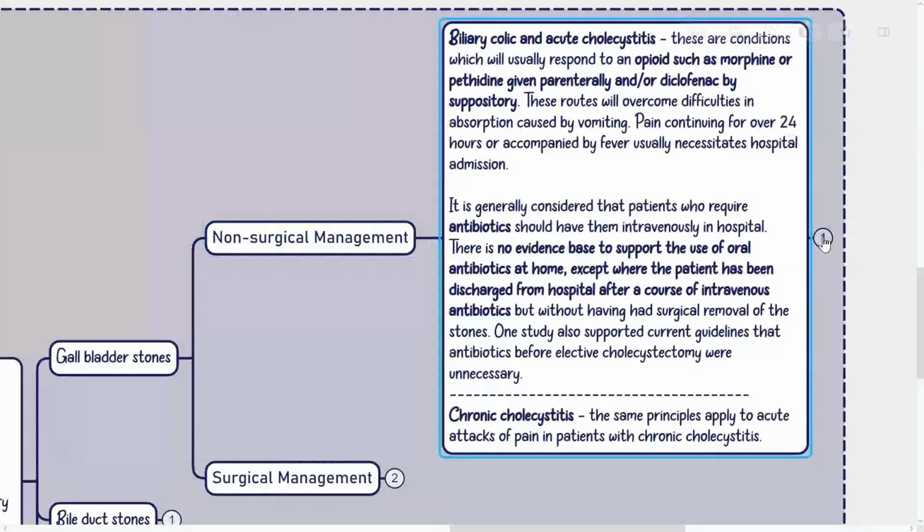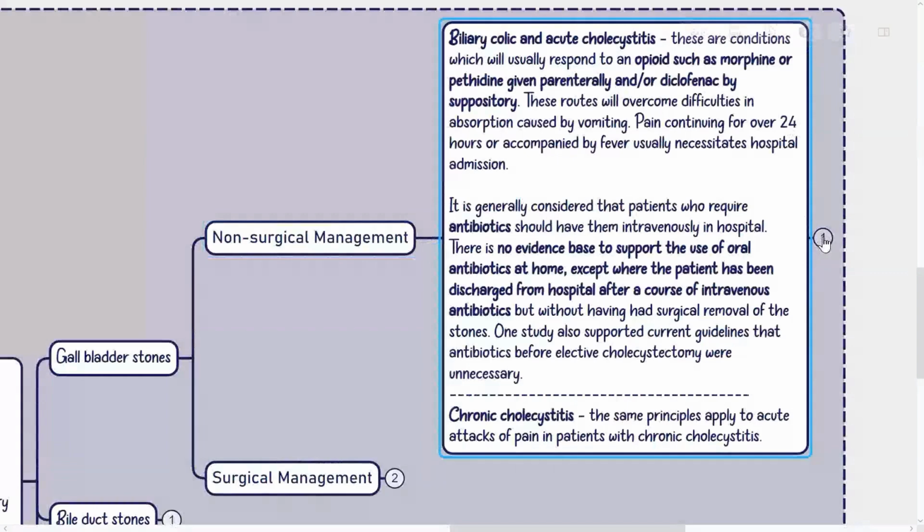Pain continuing for over 24 hours or accompanied by fever usually necessitates hospital admission. It is generally considered that patients who require antibiotics should have them intravenously in hospital. There is no evidence base to support the use of oral antibiotics at home, except where the patient has been discharged from hospital after a course of intravenous antibiotics but without having had surgical removal of the stones. One study also supported current guidelines that antibiotics before elective cholecystectomy were unnecessary.